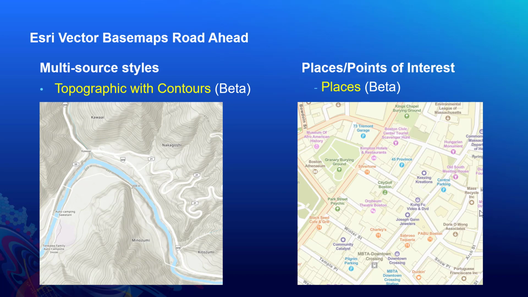A quick note on some Basemap road ahead items. We have a couple beta layers available now. One is our topographic style with vector contours. This is a multi-source vector basemap where the style is referencing two different tile sets through a single JSON style. The other item are places or points of interest that will be added to the basemaps.